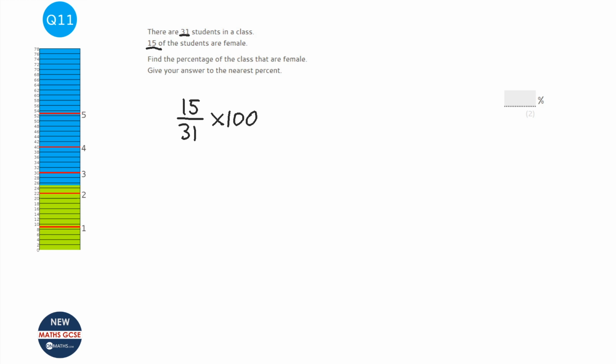So I'm going to get my calculator out. Now I can write that as a fraction, or I could do 15 divided by 31. It gives you the same answer. So 15 over 31 times by 100. And it gives me a fraction, so I'm going to press S to D. And it's 48.3870 and so on, and it says give it to the nearest percent. So that's a 3, so it's not going to move that 8 up to a 9, so it's just 48%.